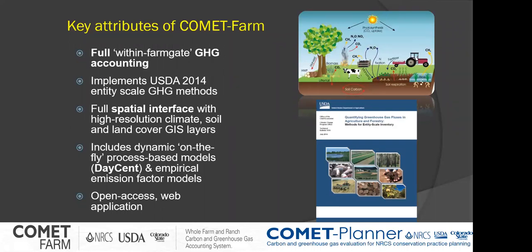It implements the USDA entity scale guidelines. You see an image of what we call the Blue Book, which came out in July of 2014, and that was the end result of about a 3-year effort that the USDA's Climate Change Program Office in Washington, D.C. set up to convene a number of expert groups. They worked for about 2 years and came up with recommendations on methods for all the source categories that have to do with land use, so forestry, grazing lands, cropland, etc. And so basically the methods in that Blue Book are what are implemented within Comet Farm.